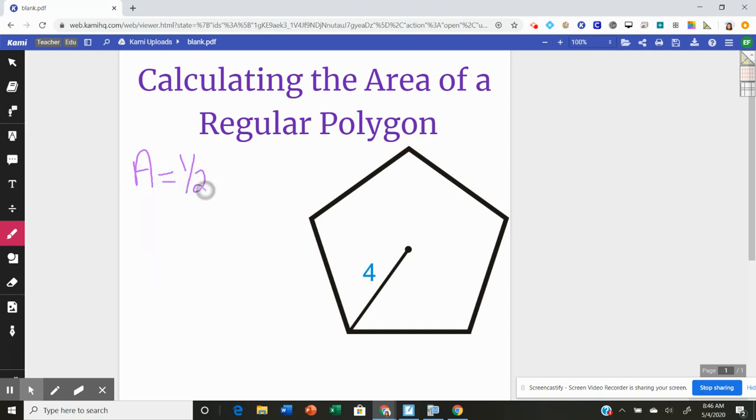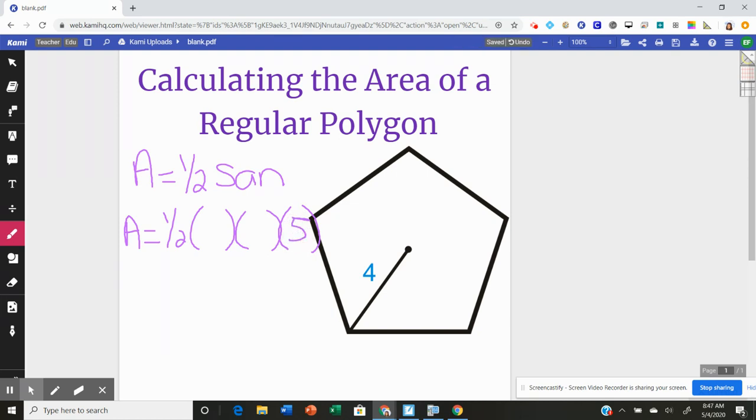equals 1/2 SAN. S, again, is your side length, A is your apothem, and N represents your number of sides. So given to us in this problem, we know we're looking at a pentagon, right? So at least if we're filling in the formula here, we'll leave a spot for the S, a spot for the A. I don't know those, but I do know that I'm looking at a pentagon, so we have 5 as our number of sides.